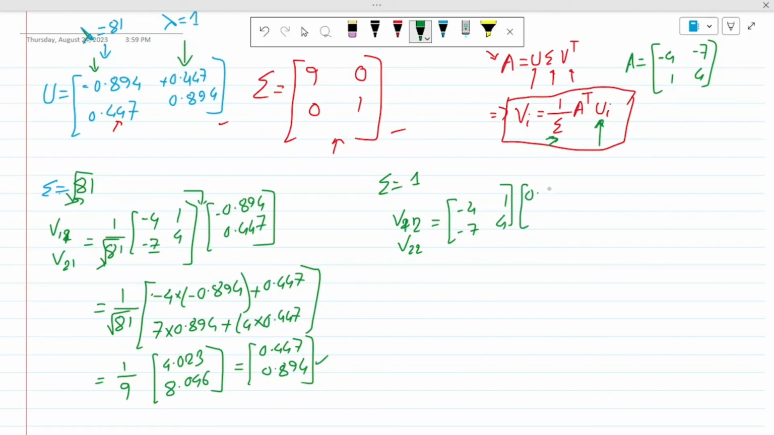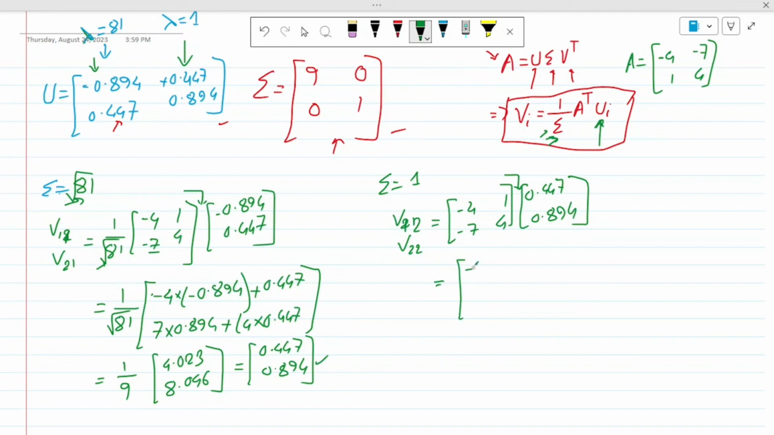So this is multiplied by this one, 0.447 by 0.894. So these are the two matrices. Again, it is matrix multiplication. So here the sigma value is 1 because the square root of 1 is 1. So it is 1 by 1. So it is okay. So now we multiply again.